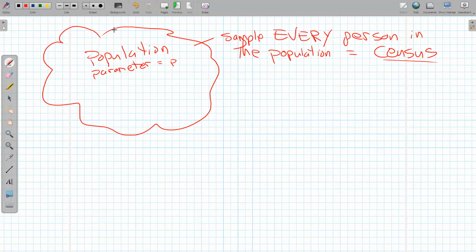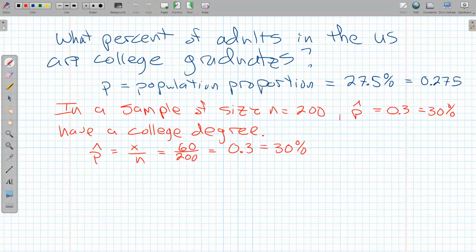So in this case, the information that I started with, let's go back here. This number right here, the 27.5%, that is a parameter because it's a value that represents the entire population. Whereas when I just grabbed the 200 people right here, this 30% right here, that is a statistic. So a statistic is a calculation based on a sample. A parameter is a calculation based on the whole population. And we have to distinguish those.